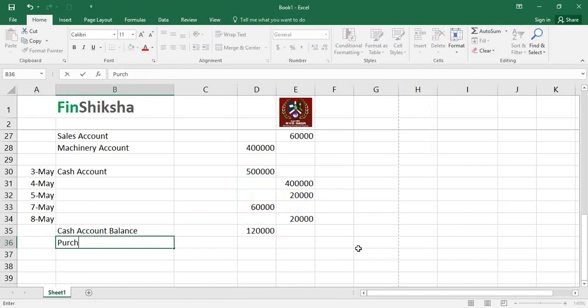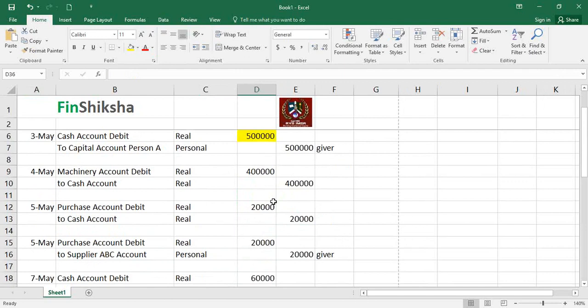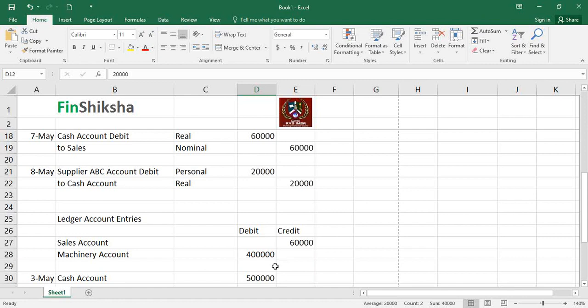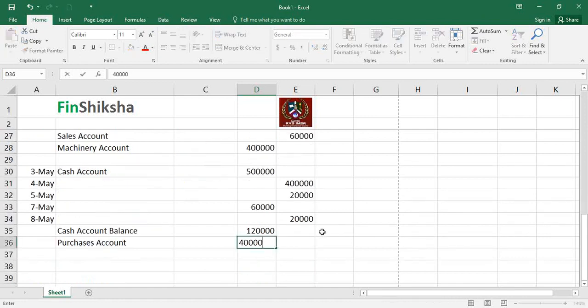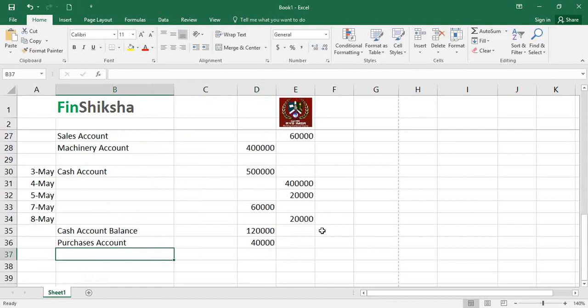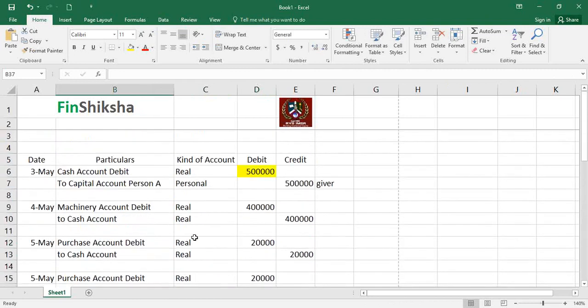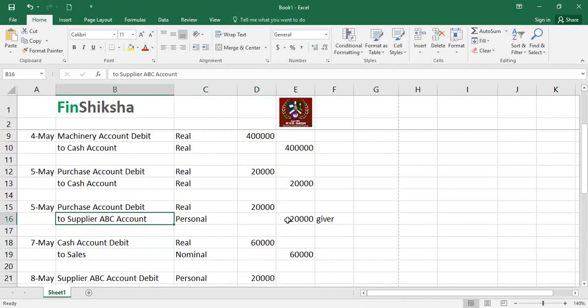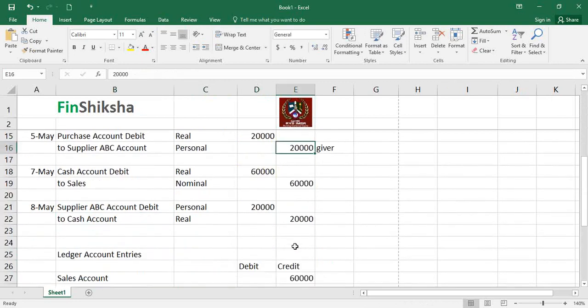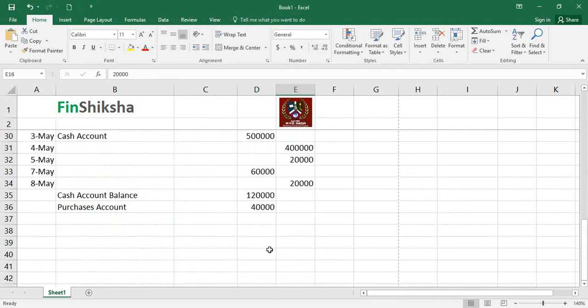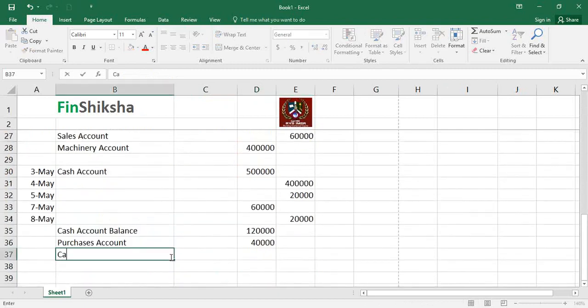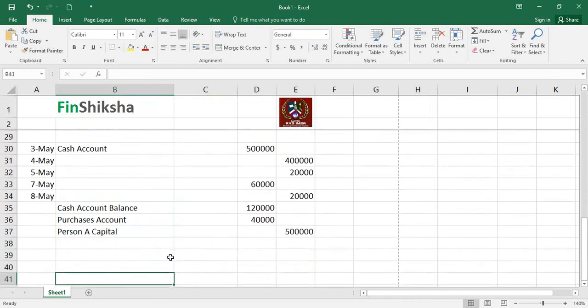Then we have purchases account, and that purchases account gives us about a debit of 40,000, right? So purchases account gives a debit of 40,000. Supplier ABC account has matched, 20 came in, 20 goes out, so that has kind of matched to 0, so that will remain 0, right? Now there is also a person A capital account, and that's 5 lakh rupees debit, right?